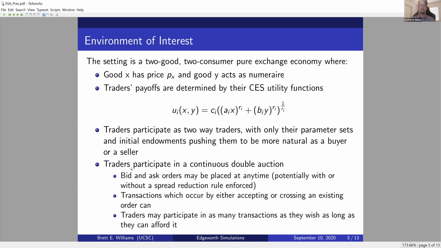Traders participate as two-way traders instead of the usual specialized buyers and sellers, so they can operate on both sides of the market. Their parameter sets and initial endowments are what push them initially as either natural buyers or natural sellers.